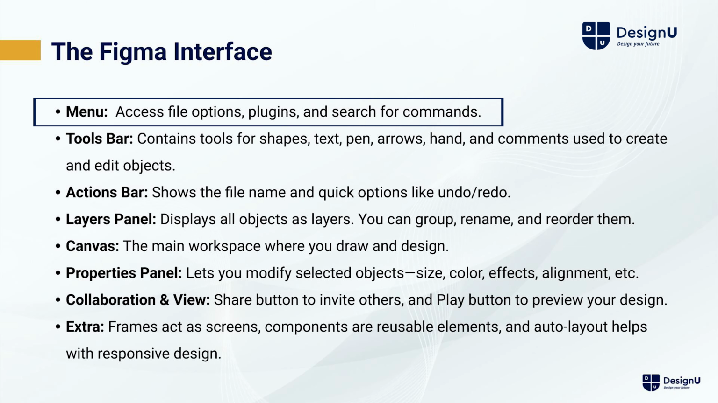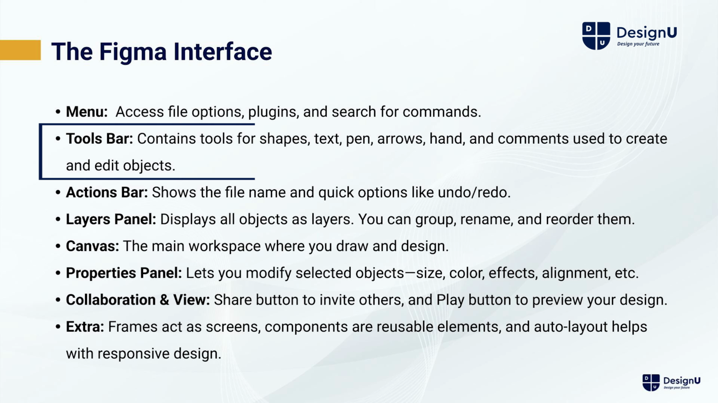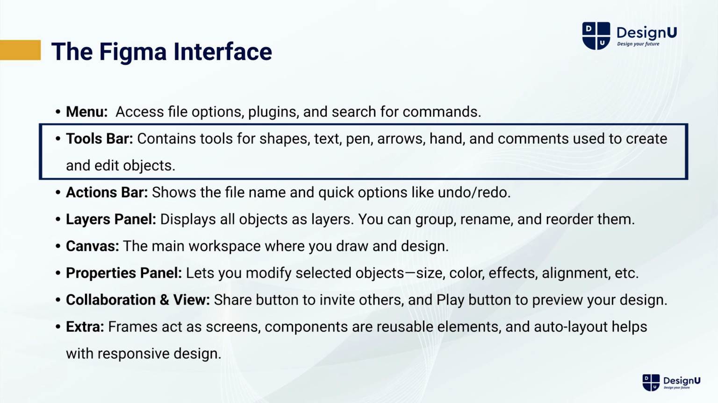Then the Figma interface, what is contained in the Figma interface? You have your menu bar, which shows you how to access your file options, your plugin, your search for commands, and if you're using premium, you use AI tools. Your toolbar, which contains tools for shapes, text, pen, arrows, hands, and comments used to create and edit objects. So this is where you do majority of your actual structuring.